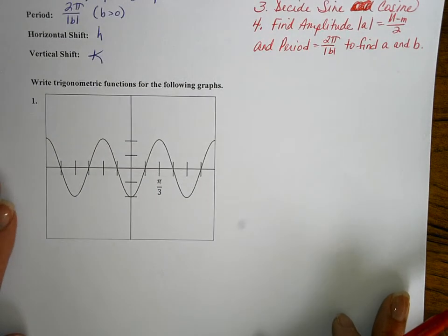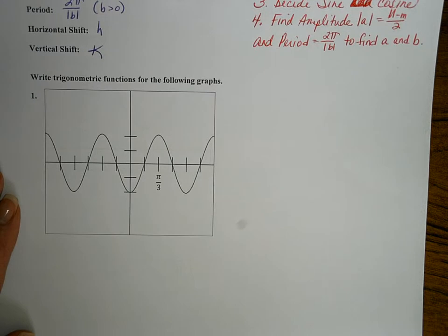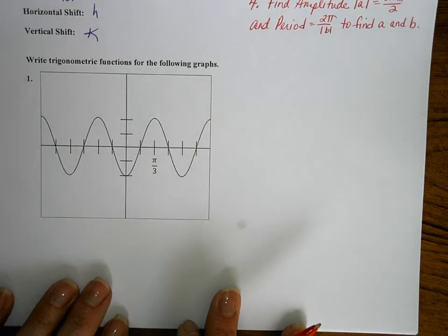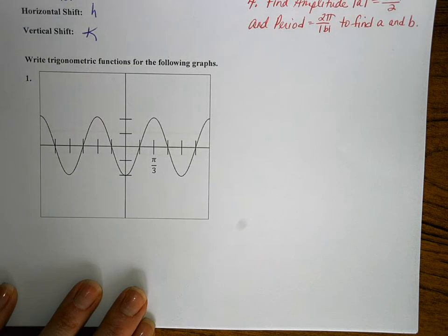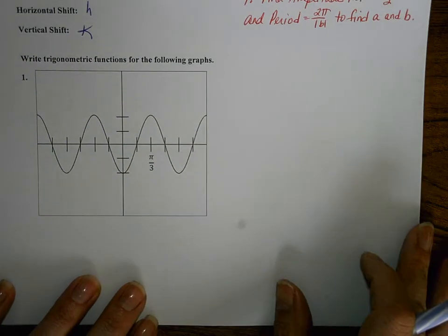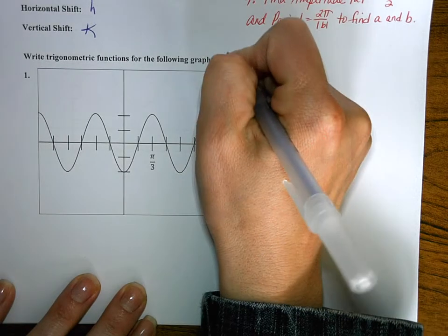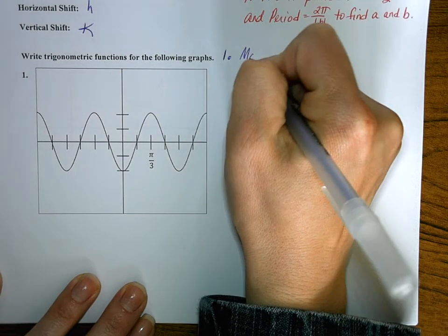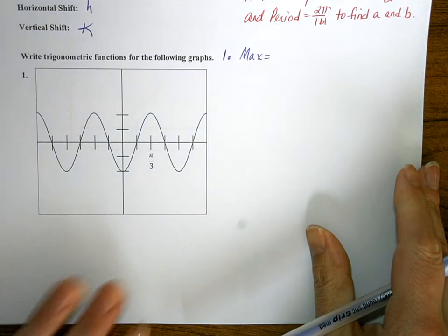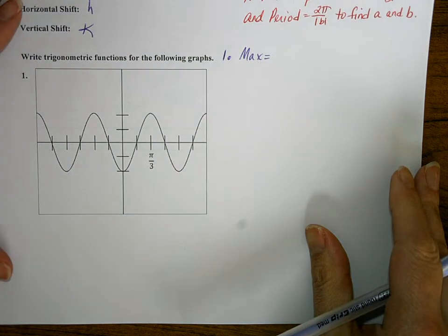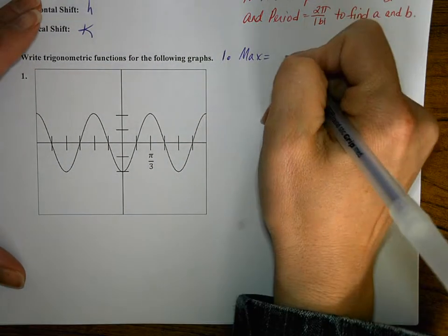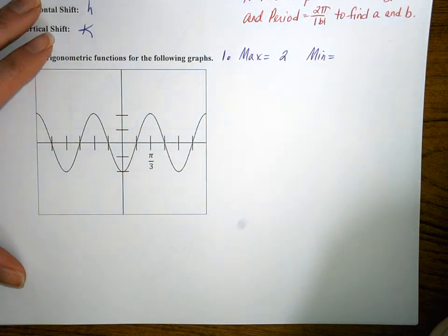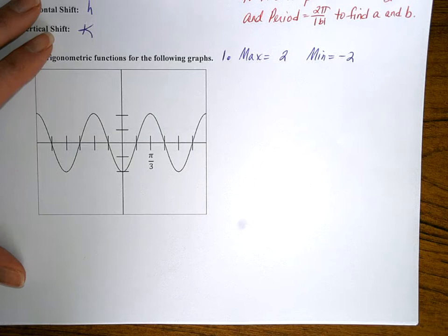All right, we're going to write the trigonometric functions for the following graph. Looking at this graph, as I get started, the first thing I want to do is find my maximum value and my minimum value. What is the maximum value on this graph? A 2. And what is the minimum value on that graph? A negative 2. Perfect.